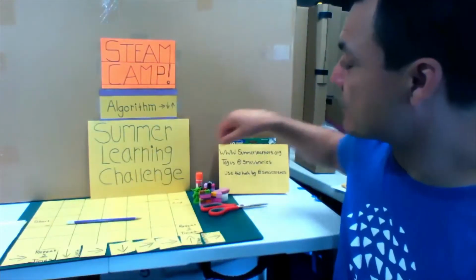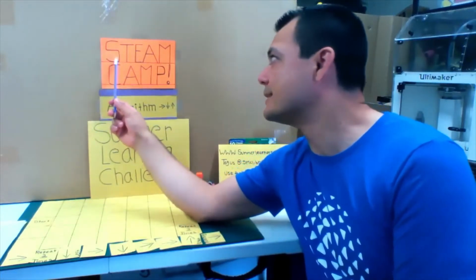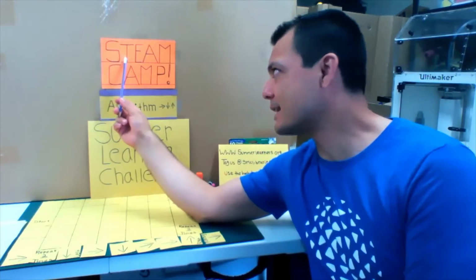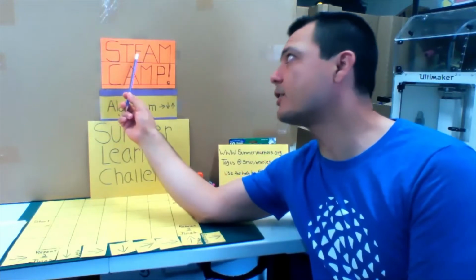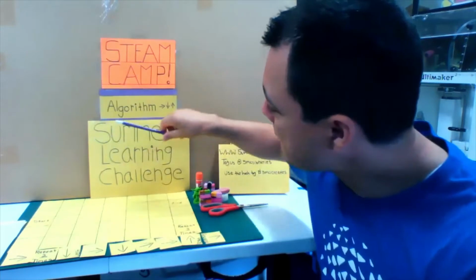Okay, so let's get started with a STEAM camp. What does STEAM stand for? STEAM stands for Science, Technology, Engineering, Arts, and Math. Today we're going to use two letters to create our algorithm project. We're going to use technology and we're going to use math, okay?